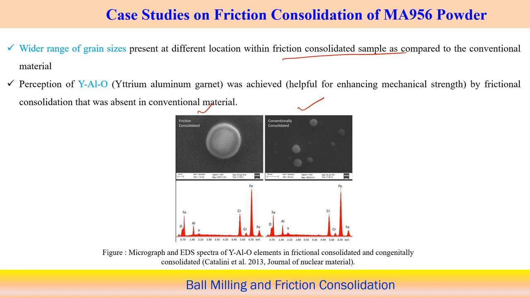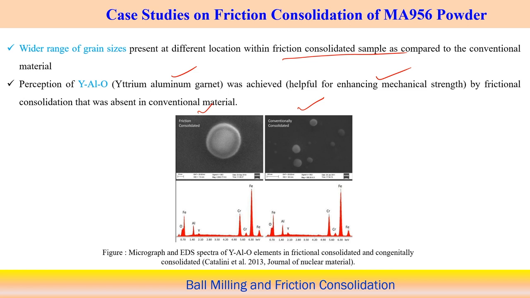You can see in the conventionally consolidated sample there is a wide range of particle sizes, but in the friction consolidated sample we get only a very low number of particles. In one case we get only one particle with friction consolidation, but in the other case we get several particles of different sizes. So in this case it is possible to achieve the precipitation of yttrium aluminium garnet. We know yttrium aluminium garnet can be used as a laser source. So it is possible to achieve it, and that helps enhance the material strength by friction consolidation. That was absent in the conventional material.